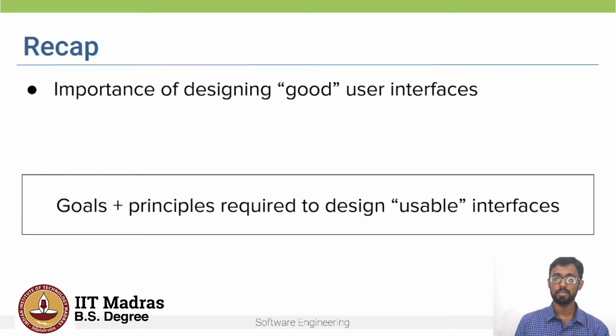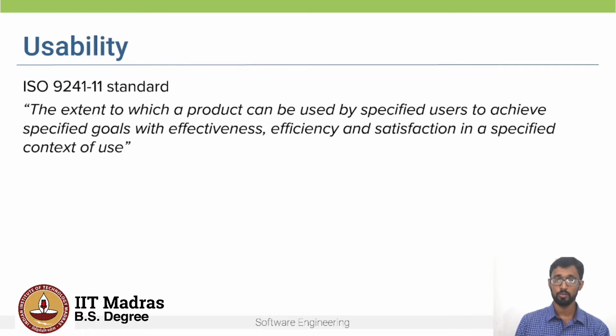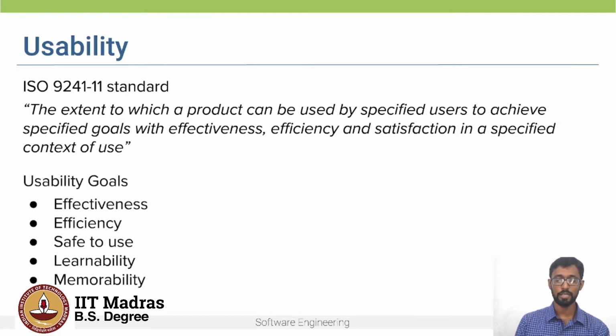So what does usability mean? Usability is an ISO standard, and it is defined as the extent to which a product can be used by specified users to achieve specified goals. And the following are the key usability goals, such as effectiveness, efficiency, safe to use, learnability, and memorability. We will look at each one in detail.